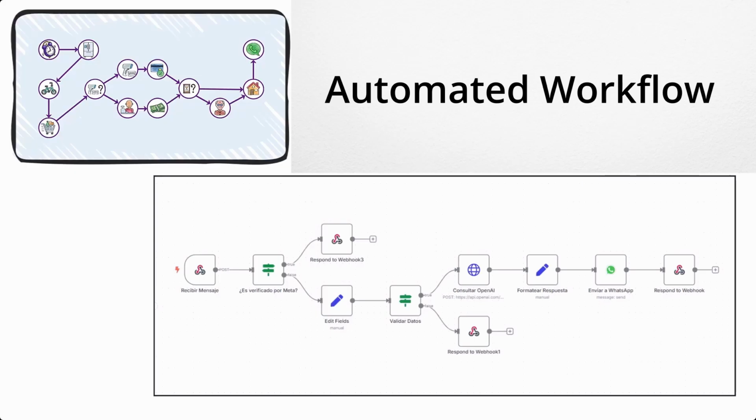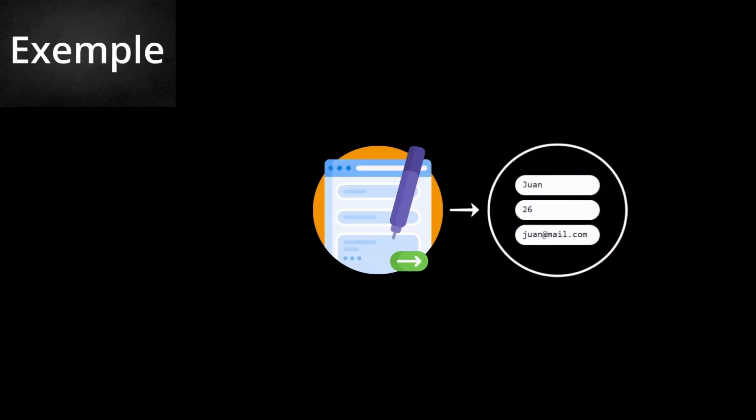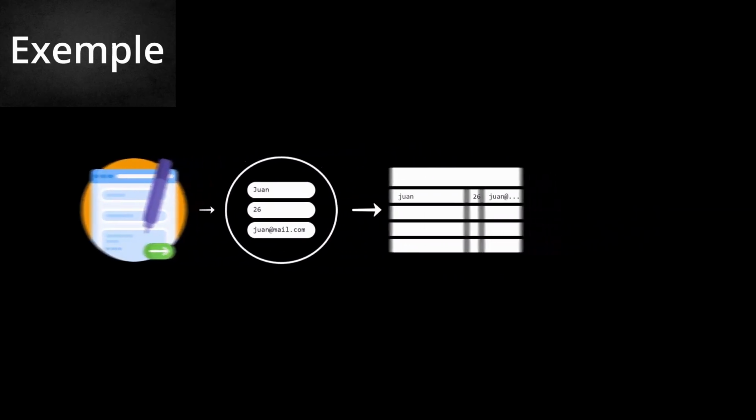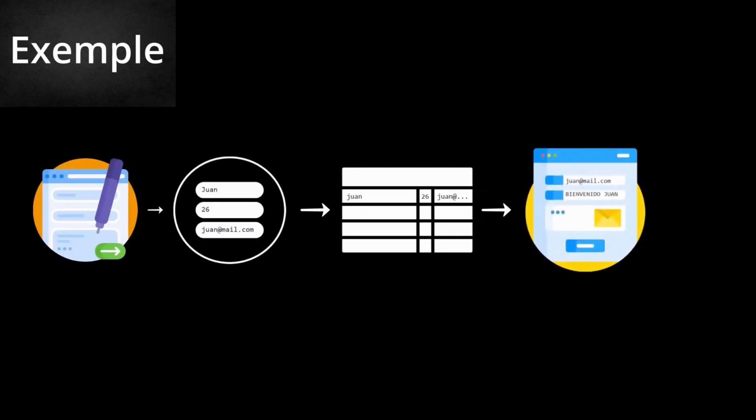Here's another quick example. Imagine a visitor fills out a form on your website. The moment they click Submit, the workflow triggers automatically. It takes their information, adds it to a spreadsheet, then sends them a personalized thank you email. If needed, it can also notify you via Telegram or Slack. But it doesn't stop there.